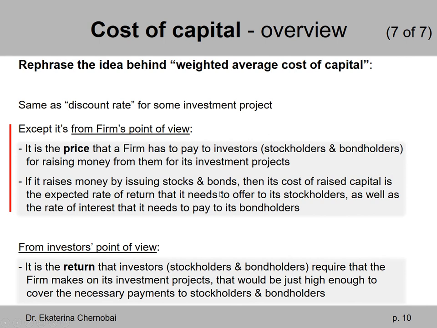If the firm raises money by issuing stocks and bonds, then its cost of raised capital is the expected rate of return that the firm needs to offer to its stockholders, as well as the rate of interest that it needs to pay to its bondholders. So everything is from the firm's point of view in this chapter, how much the firm pays, which is the exact same amount of money as what the investors receive, or the return to the investors. So from investors' perspective, the weighted average cost of capital is the return that these investors, stockholders and bondholders, require that the firm makes on its investment projects, that would be just high enough to cover the necessary payments to them, to stockholders and bondholders.